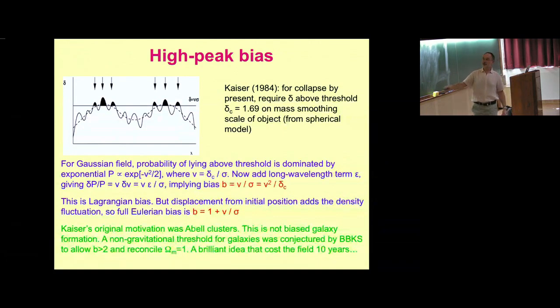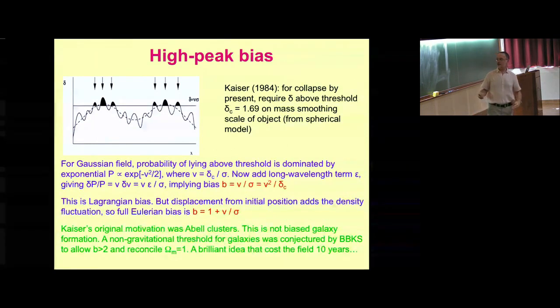And you can see just by eye that if you have some long wavelength component of this field, the effect of that component is amplified. It only produces structures where the long wavelength component peaks. And you can analyze this very straightforwardly. So let's assume that the density field is Gaussian. This is all applying on large scales. What's the probability of lying above some threshold in a Gaussian process?